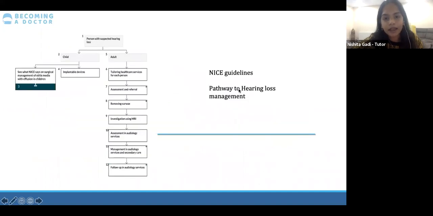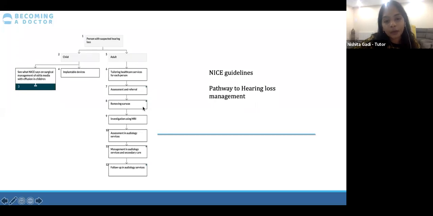So really quickly, NICE guidelines to hearing loss management. Someone comes to you with suspected hearing loss. First you see, are they a child or an adult? That way you have different treatment pathways. If it's an adult, it depends on the symptoms and everything, but you have tailored healthcare services for each person. There's assessment and referral.